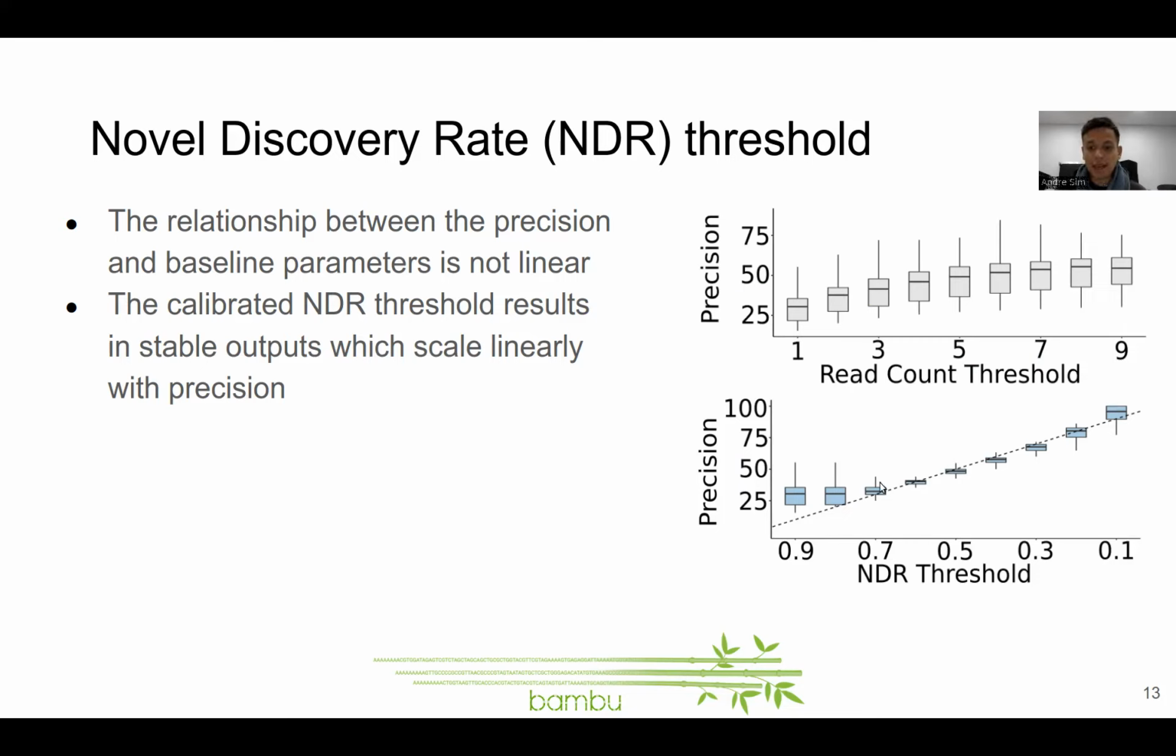However, with the NDR, if you decrease the NDR threshold, you get a linear increase in precision. For example, an NDR threshold of 0.3 will nearly always result in an output precision of about 70%. So we believe this will be very helpful and very intuitive for users to get a better idea of what their output would be, and also when they're trying to combine different samples together.